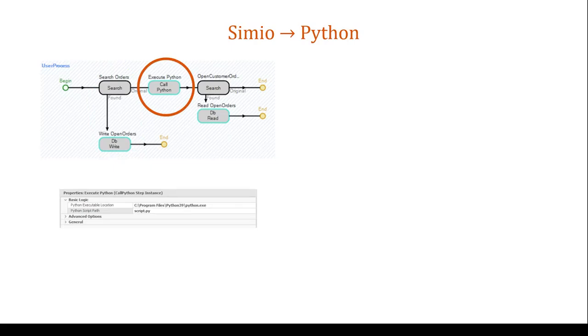Next, the call Python step requires two arguments. The Python executable location property requires the path to the Python executable on the machine that is running the Simio model. And the Python script path requires the name of the script Simio should execute during the call Python step. The path for the script can be absolute or it can be relative, as Simio will search the same directory where the model is saved.